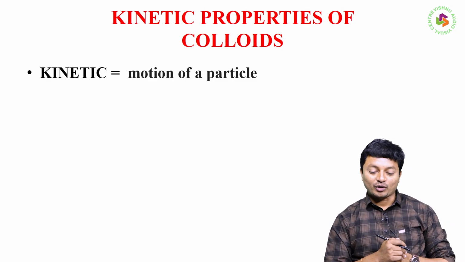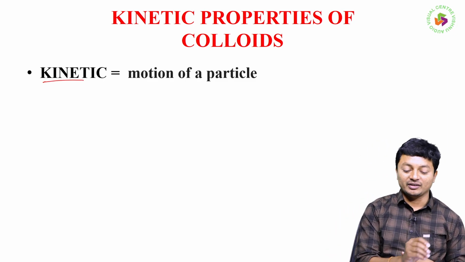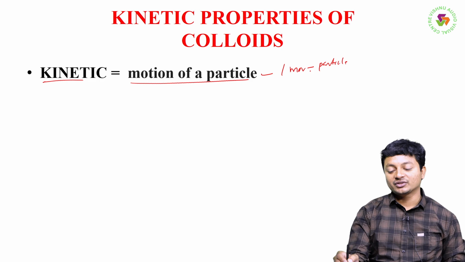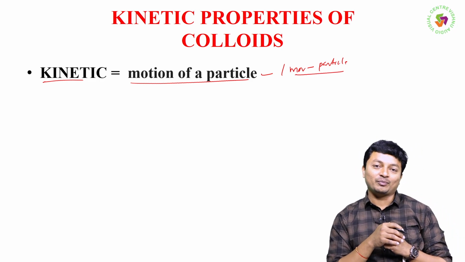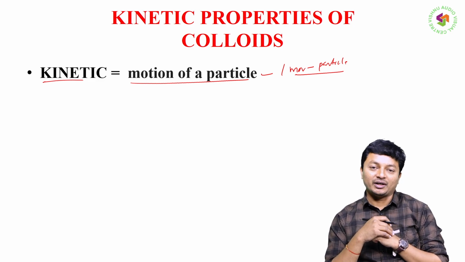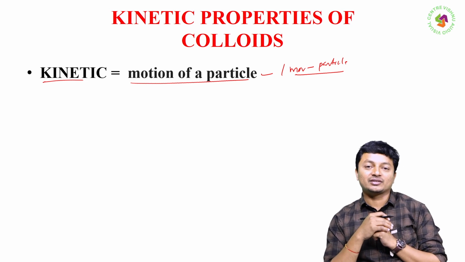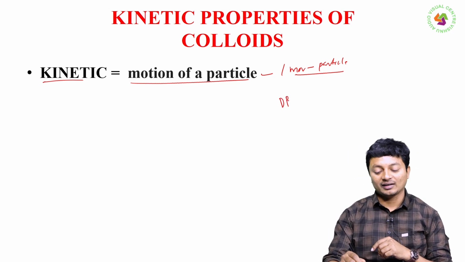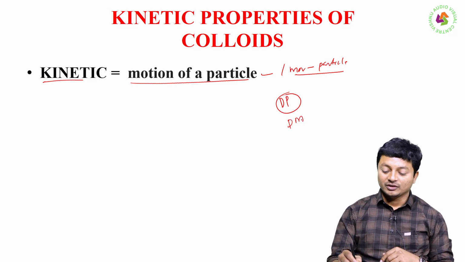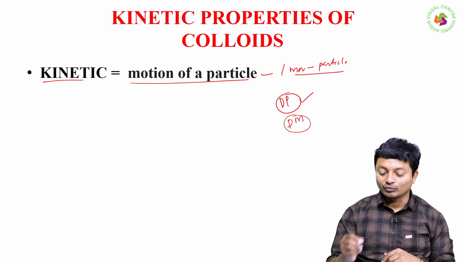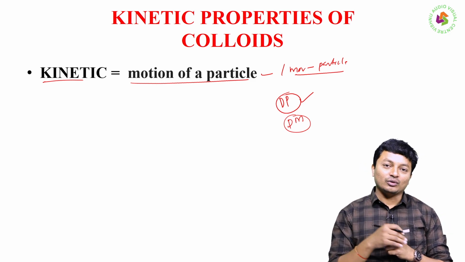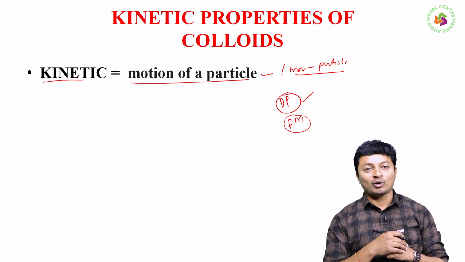Generally, kinetic means the motion or movement of the particle. The major concept of kinetic properties is that we need to understand how a particle is going to move around in the dispersion medium. When we have different phases, dispersion phase and dispersion medium, as we discussed in earlier classes, a colloidal system contains a dispersion phase and a dispersion medium. So to learn how a dispersion particle is going to move in the dispersion medium, we need to discuss the kinetic properties.